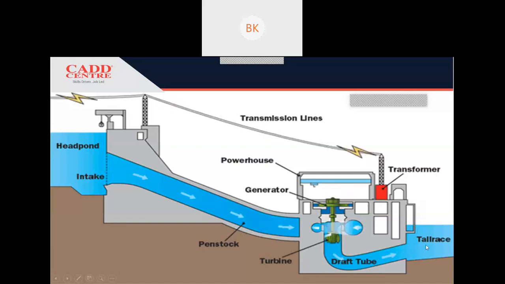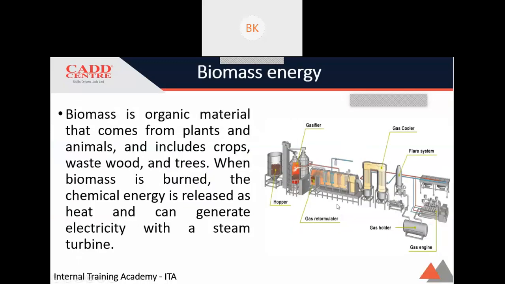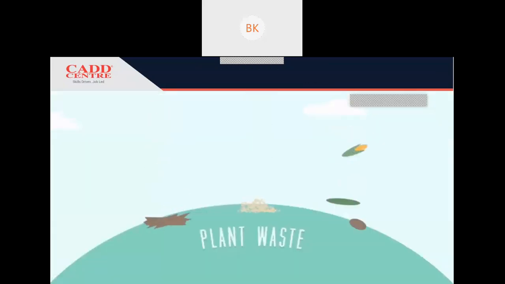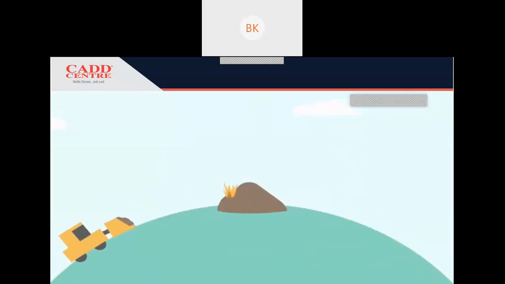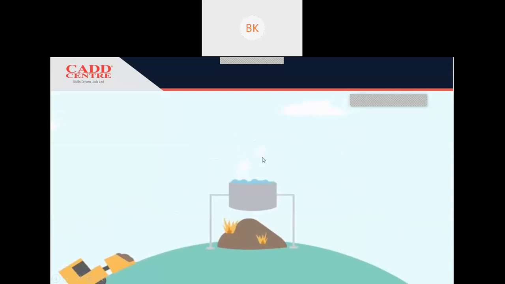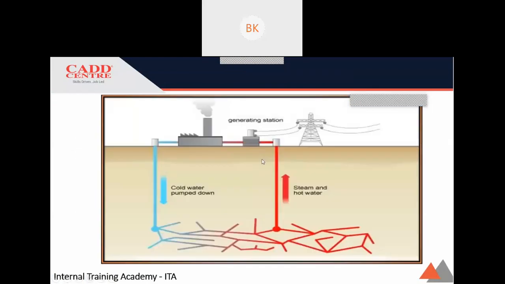Okay, now again the same thing is there. Now the kinetic energy is converted into electrical energy, so that is again an example of energy conversion. Then biomass is there also. In biomass, the heat energy or the chemical energy is converted into electrical energy. That is again an example.